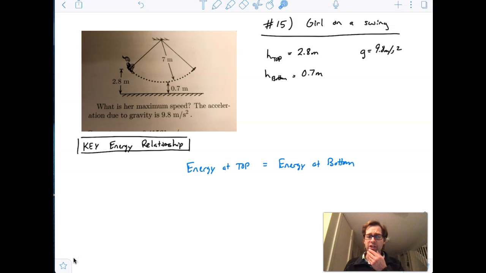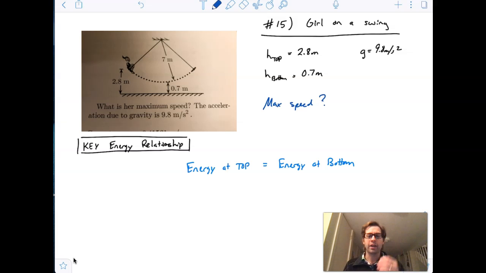Okay, so where is she going to be going the fastest? All right, so that's what we're going to be calculating. Max speed. So let's just think about that question for a second. Before you even start with any numbers or any math, just think of somebody swinging back and forth. Where will they be going the fastest? Hopefully you're answering to yourself, they're going to be going the fastest at the bottom of their swing, the bottom of their arc.